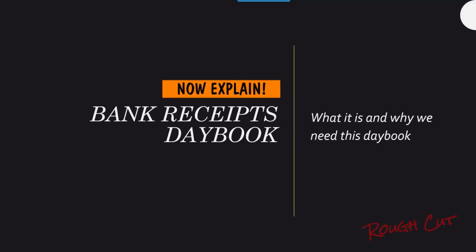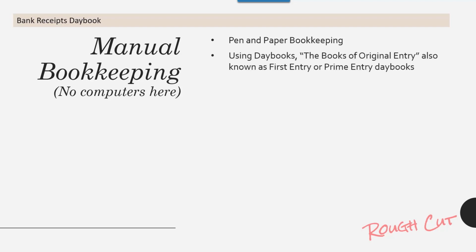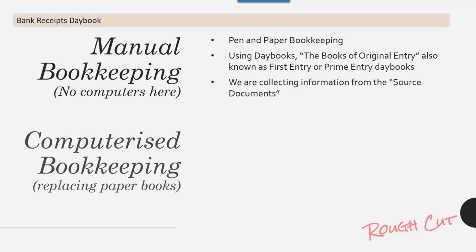So, Bank Receipts Daybook, what it is and why we need this daybook. Manual bookkeeping, no computers here. It's pen and paper bookkeeping using daybooks, the books of original entry, also known as first entry or prime entry daybooks. We are collecting information from the source documents.